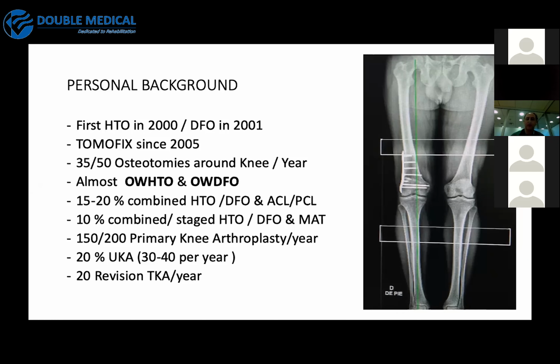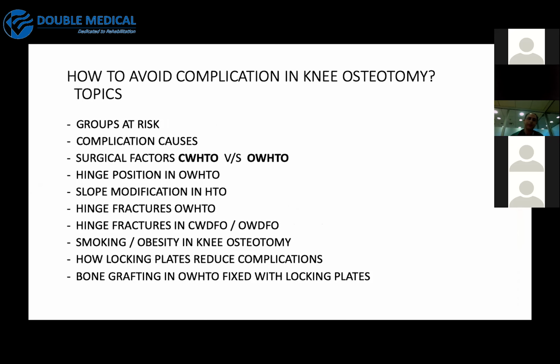I perform between 35 to 50 osteotomies around the knee per year. Most of my osteotomies are open wedges, and almost 30% of my surgeries are combined surgeries with ACL and PCL reconstruction, chondral resurfacing, or meniscal allograft transplantation. Also, I see the other side of the story. I also do knee arthroplasties. These are my numbers per year in the last 10 years.